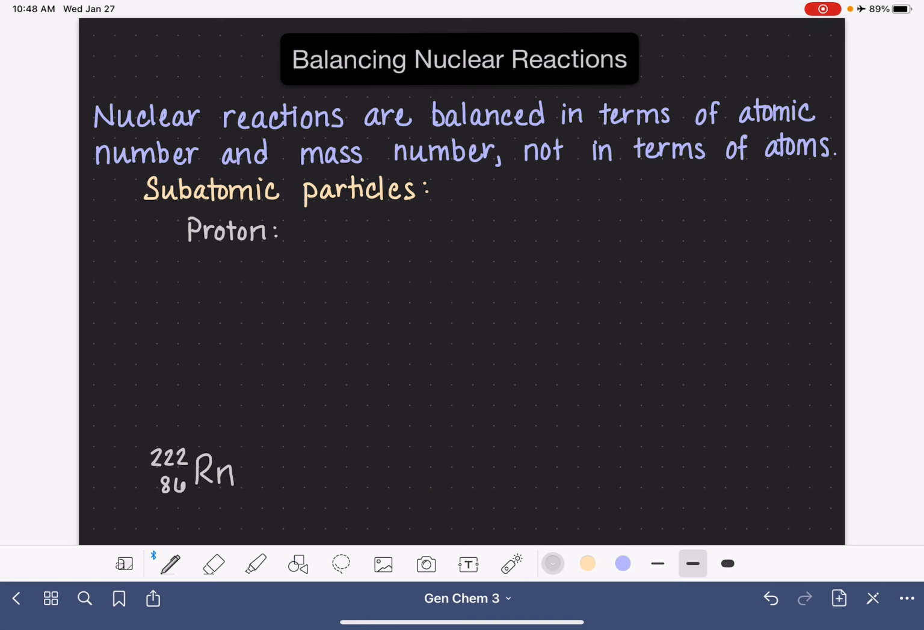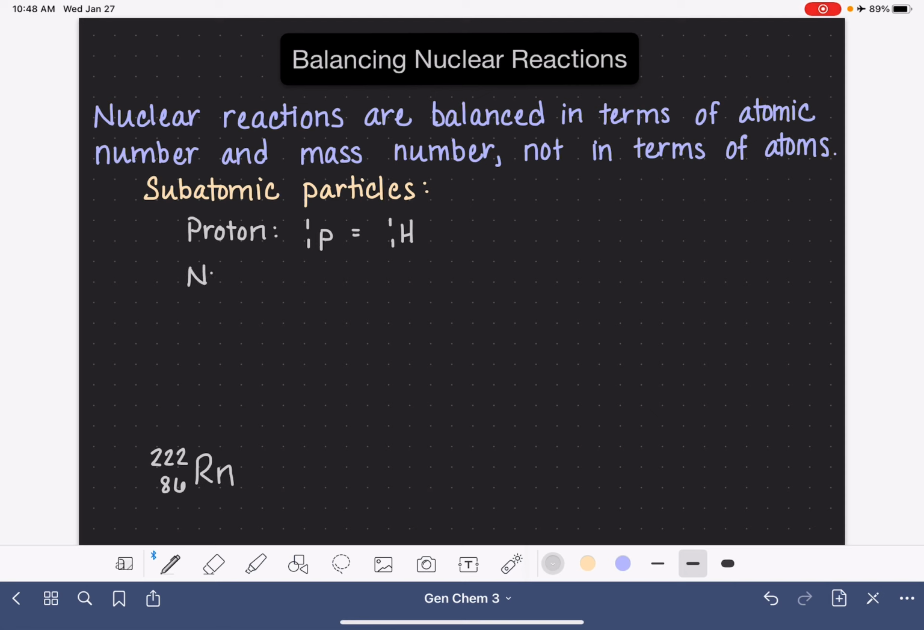There are 2 different ways that we indicate a proton in a nuclear reaction. One is with the lowercase p, which is what we're familiar with seeing. A proton has 1 proton and it has no neutrons, so it has a mass number of 1 and an atomic number of 1. Sometimes we see the proton symbolized with the H, the symbol for hydrogen, because a hydrogen atom has just 1 proton in its nucleus and no neutrons.